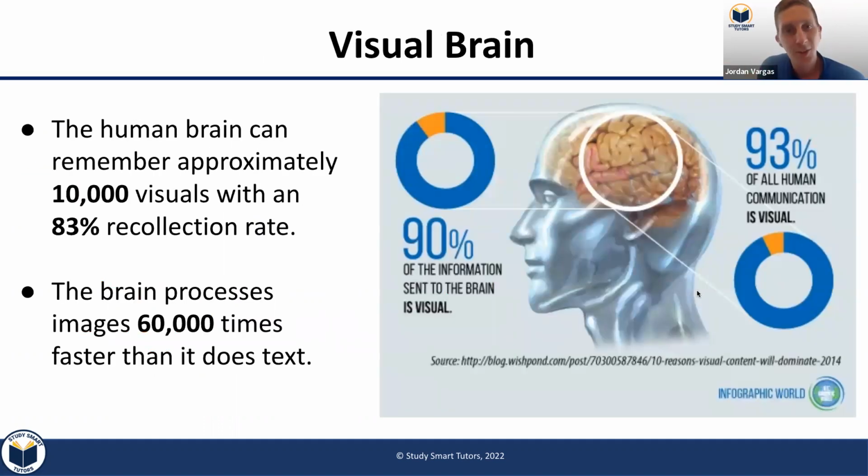And this has some very strong ties to what we deem as the visual brain. This is why communicating over data visualizations is important. The human brain, studies have shown in the 1970s that we can approximately recall about 10,000 visuals with over 80% collection rate. We process images about 60,000 times faster than text. 90% of that information sent to our brain is visual, and we use visual communication on the regular.